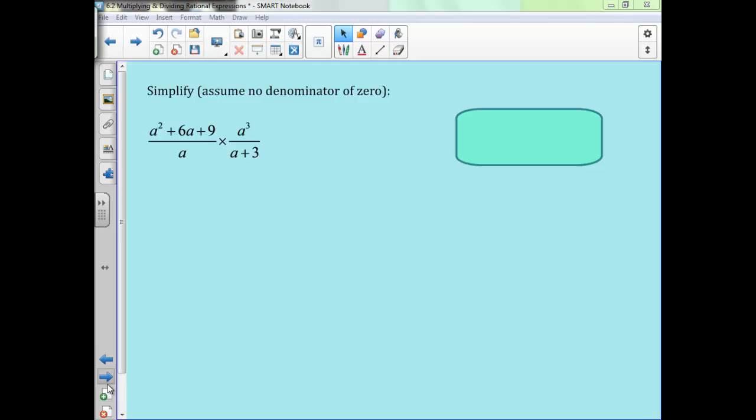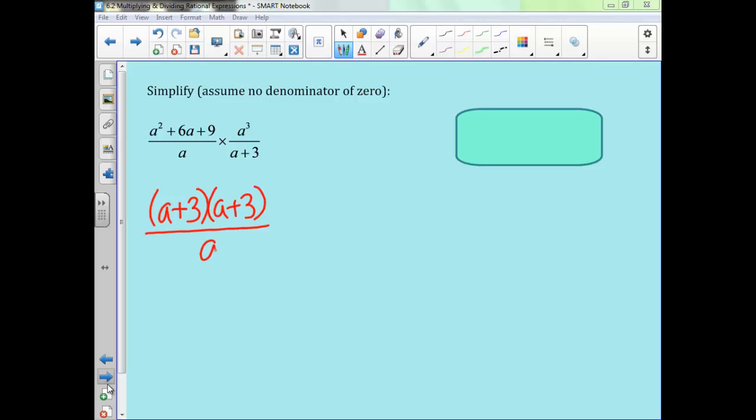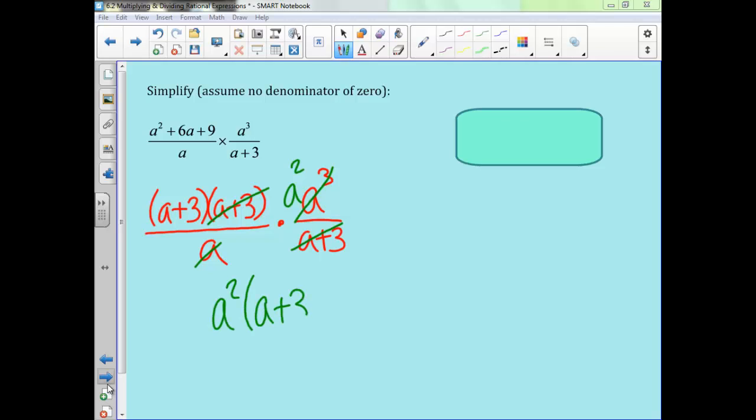Alright, now, when we multiply rational expressions, it's the same idea, but before we can cancel out, we need to get factors to cancel. So we have to start by factoring everything that we can factor. So our numerator on the left, we can factor to a plus 3 times a plus 3 over a times a cubed over a plus 3. And now, notice this a plus 3 and a plus 3, that whole factor can cancel. And then this a can cancel with the a cubed, and we're left with a squared. So we're left with a squared times a plus 3.